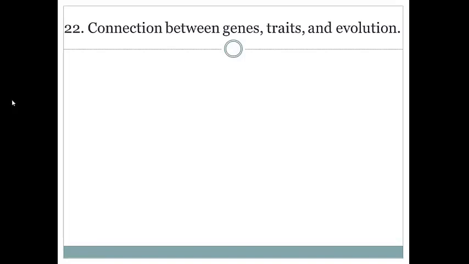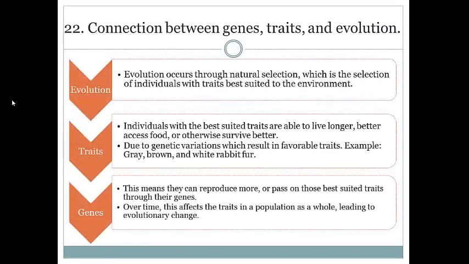Next question asks, how do genes, traits, and evolution all connect? So evolution occurs through natural selection. So certain individuals will be selected based on the traits that are best suited to the environment. The individuals with these best suited traits are going to live longer. Maybe they can access food easier, or just otherwise are able to survive better.